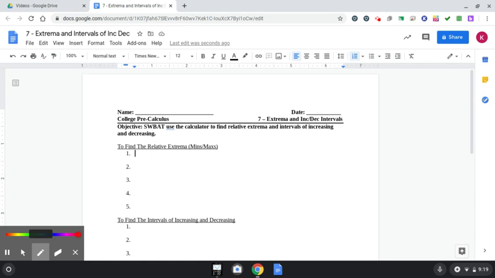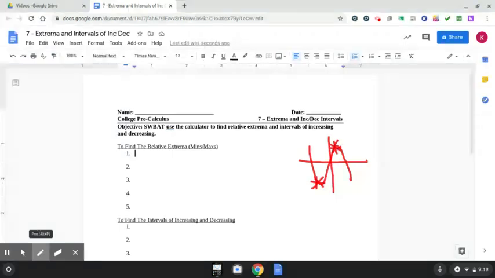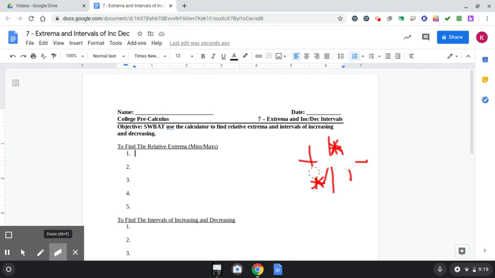Your relative extrema, if this is your function over here, then this point right here, that's a minima, and this point up here is a maxima. Okay, so I'm going to show you how in your calculator you're going to find those 2 points.